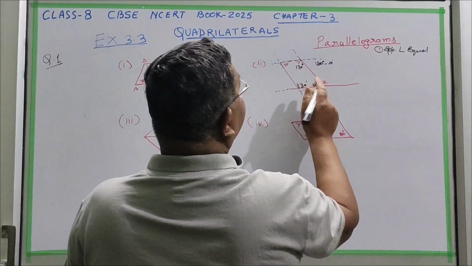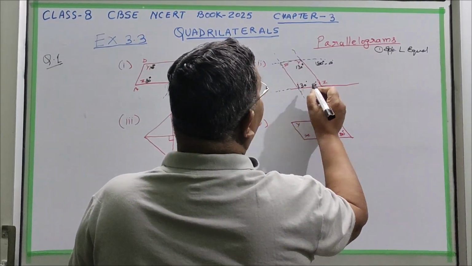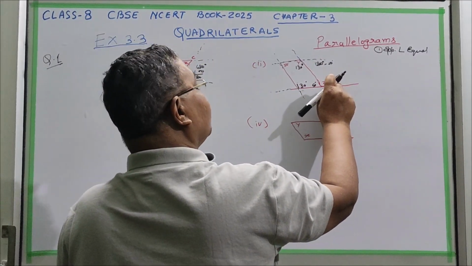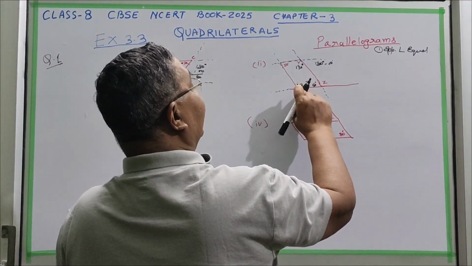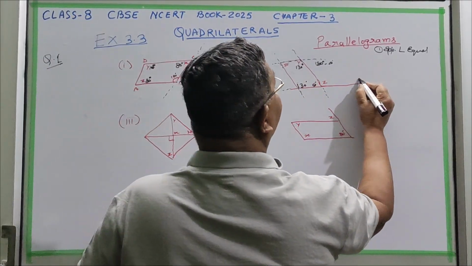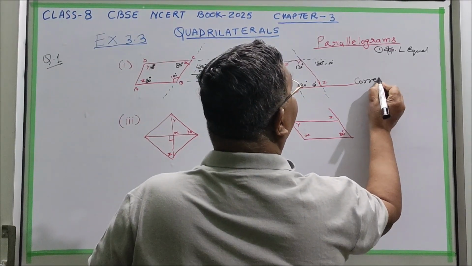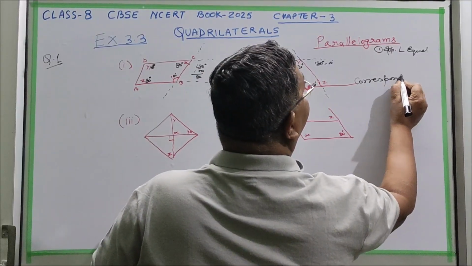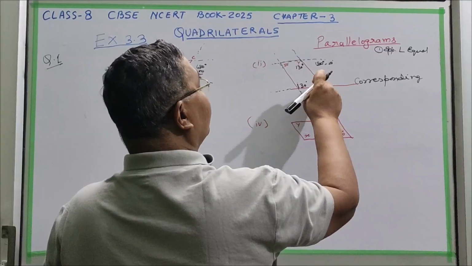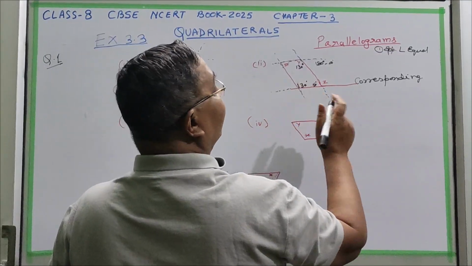Okay, so this is on the same side, but one is on the outer of the parallel line and one is interior. 130 is in. So these two are outer and interior. They are known as corresponding angles. One is outside the parallel line and one is inside the parallel line.